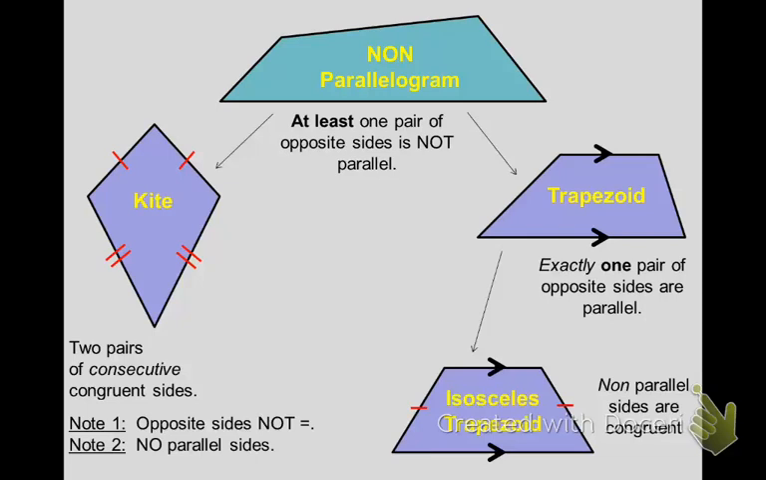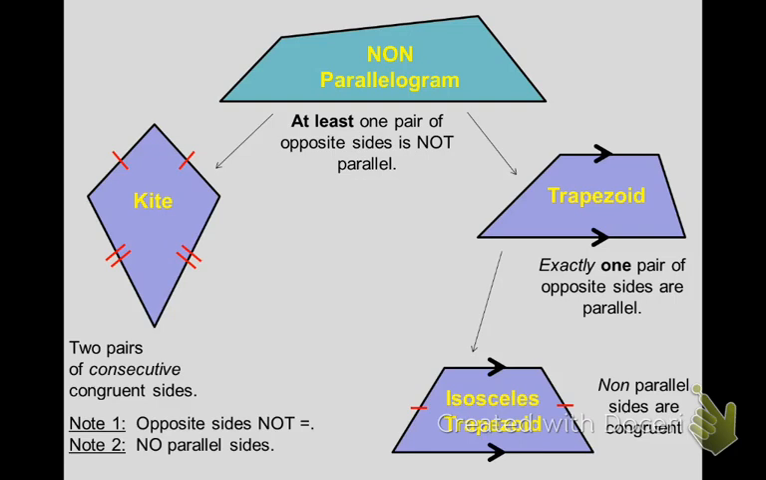All right, so let's talk about the kite. The kite has no pairs of parallel sides, but what it does have are 2 pairs of consecutive sides that are congruent. Okay, notice that the opposite sides are not equal. It's the consecutive sides that are equal. A kite is exactly what you would think it would be based on what you fly in the sky.